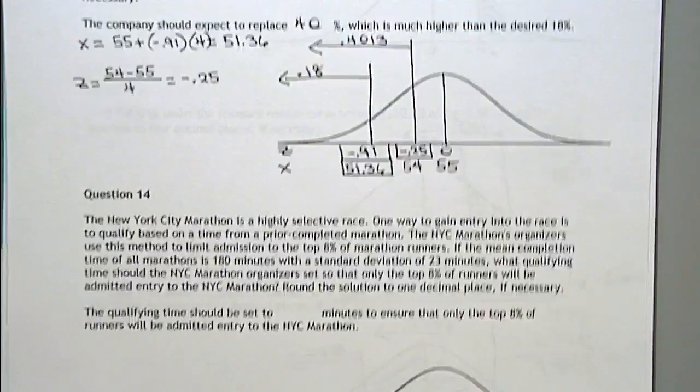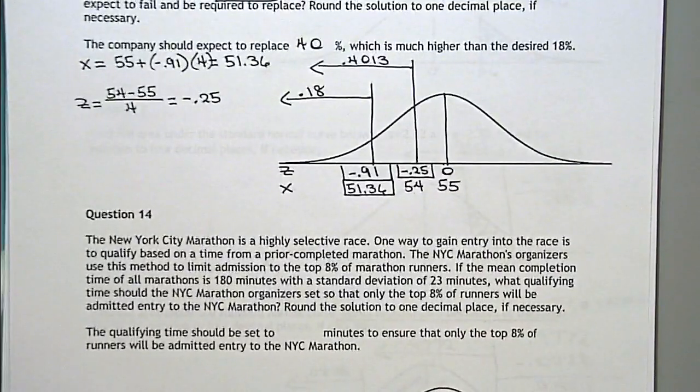This one says that the New York City Marathon is highly selective, and one way to get into the race is to qualify based on time from another marathon that you have run. Do you guys run marathons? I'm shocked that the average time of all marathons that people run is 180 minutes. It's 23-something miles, isn't it? In 180 minutes. Seems impossible.